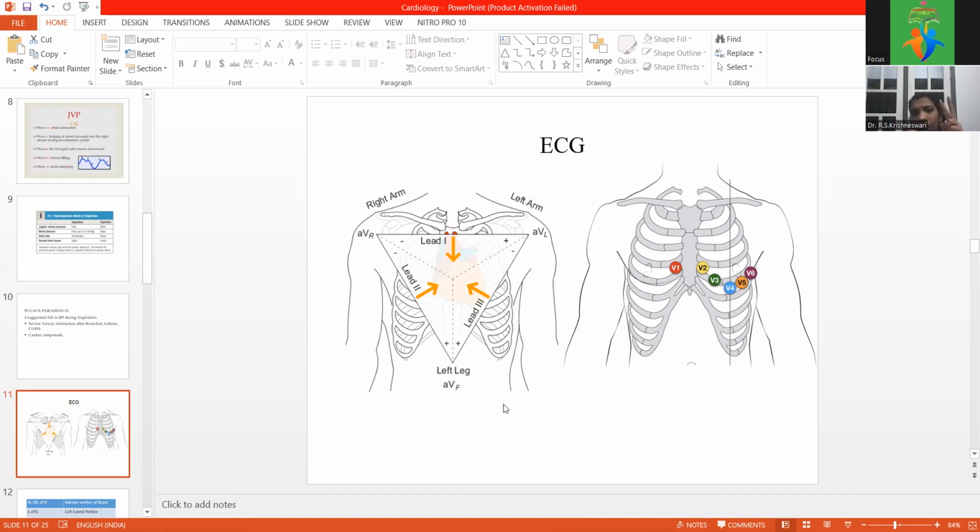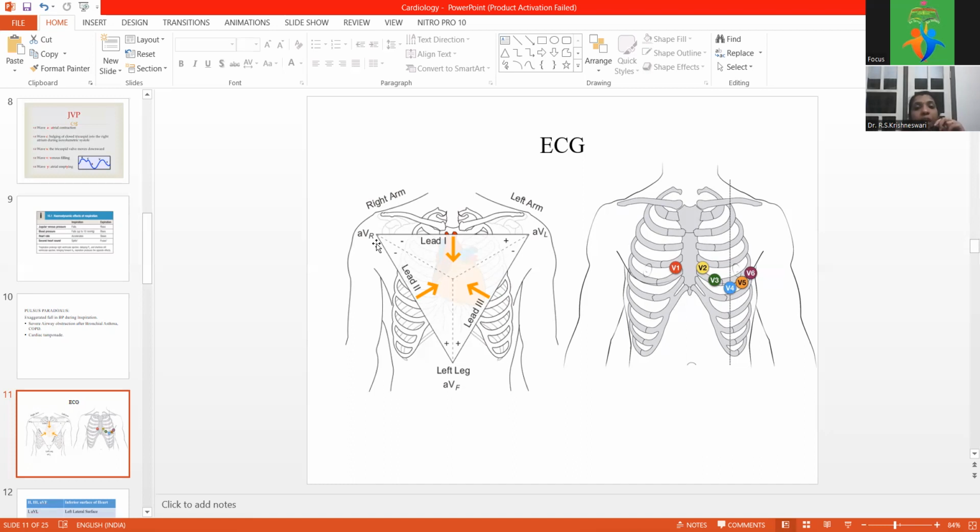There are two types of leads, limb leads and chest leads. Regarding the limb leads, there are two types: one is augmented limb leads, also known as unipolar limb leads, and next is the bipolar limb leads. AVR is placed in the right arm, AVL in the left arm, and AVF in the left leg. This is regarding the unipolar or augmented limb leads. And regarding the bipolar limb leads, lead 1, lead 2, and lead 3.